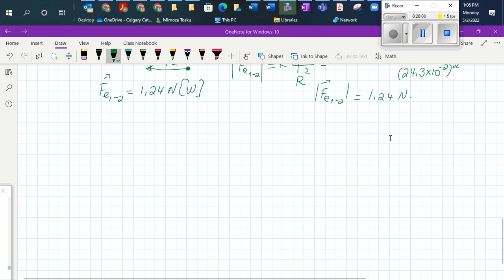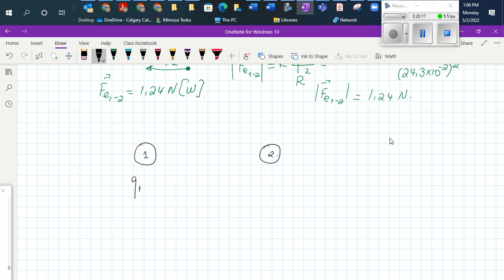Now let's see a case when we have two charges, charge 1 and charge 2. Originally, charge 1 has a magnitude of, let's say, negative 3.82 times 10 to the power of negative 6 coulombs, and charge 2 has a magnitude of positive 7.93 times 10 to the power of negative 6 coulombs. They are apart from each other at a distance of 15 centimeters.